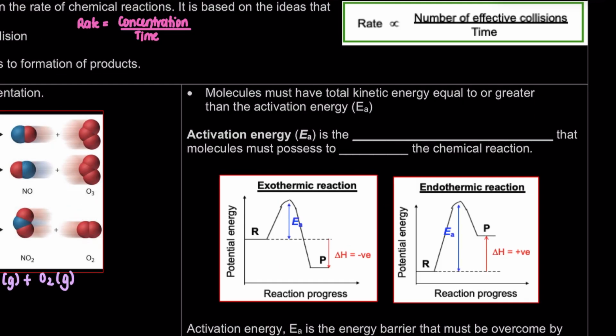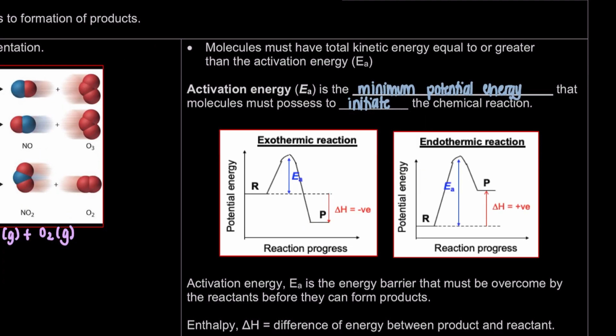The second criterion is that the molecules must have total kinetic energy equal to or greater than the activation energy. When we talk about the collision of molecules, it means that the molecules have kinetic energy, but the molecules must have kinetic energy equal to or greater than the activation energy. Activation energy, with the symbol EA, is the minimum potential energy that molecules must possess to initiate the chemical reaction.